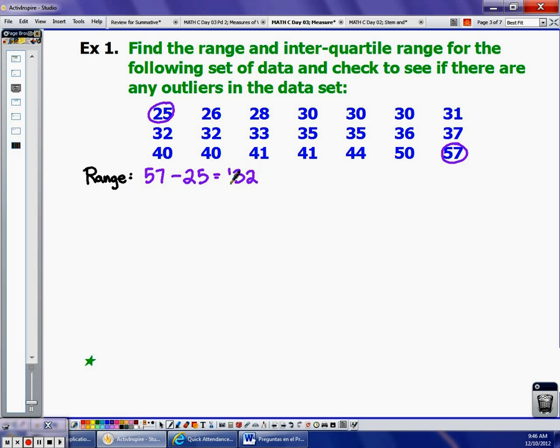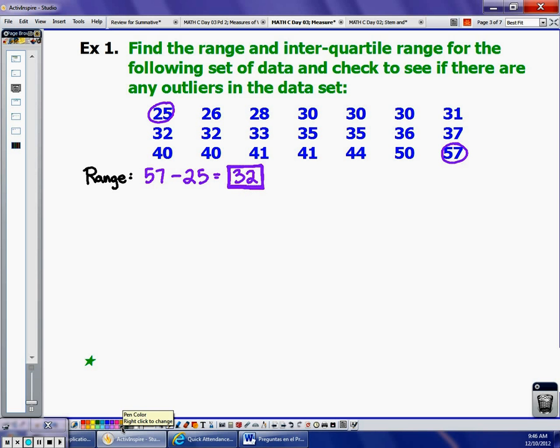Now what that means is that if I were to put all of this information, the data, 25 all the way through 57, on a number line, the numbers 25 and 57 are separated by 32 units. So that's what that range means.